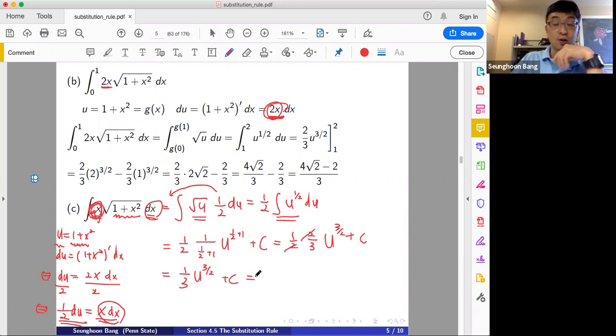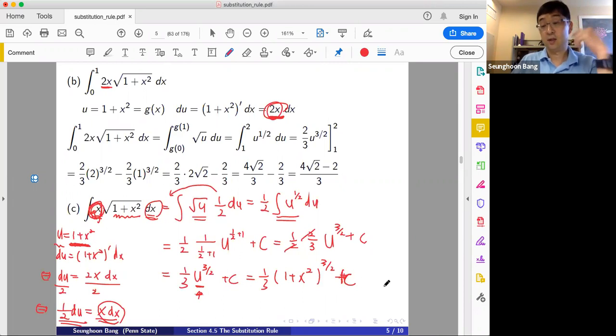This is not final. Change back: u is 1 plus x squared. So we have 1/3 times 1 plus x squared to the power 3/2, plus c. Okay, that's it. This is the final answer for solving this problem.